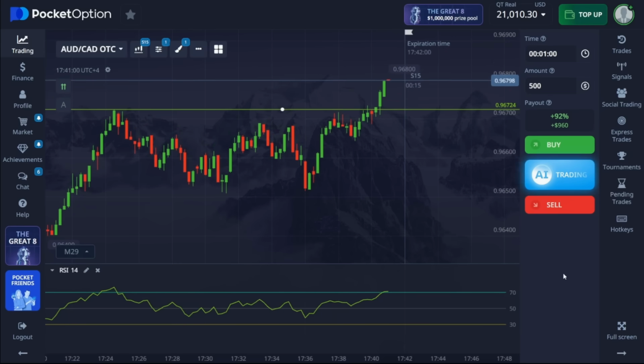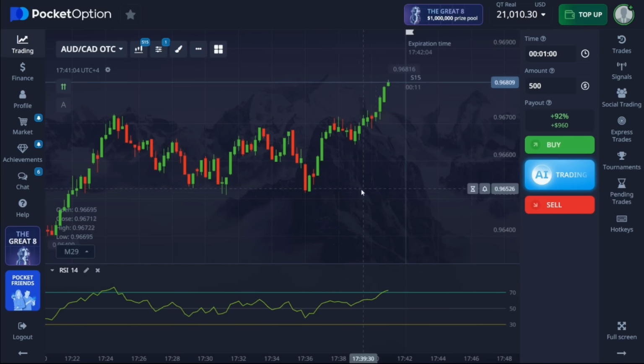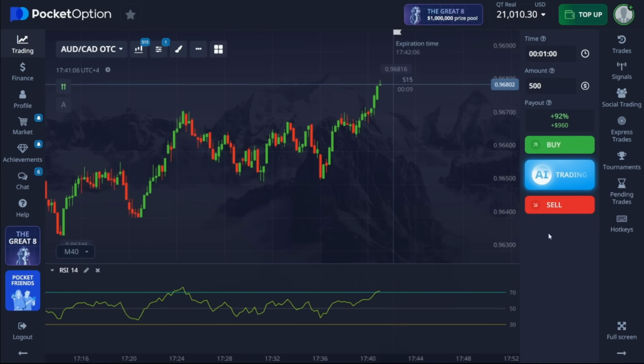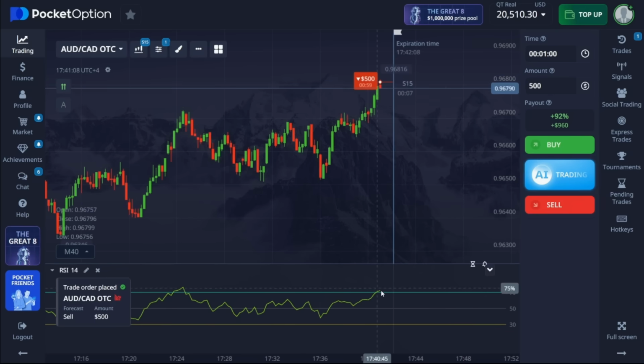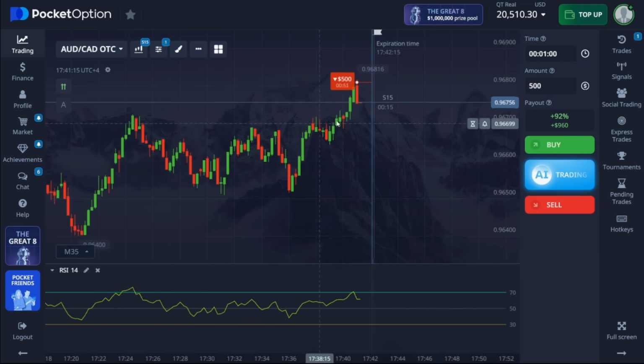Alright, now price has finally hit the overbought zone. Had to wait a few minutes, but it was worth it. Clear signal, strong entry, going for a put.